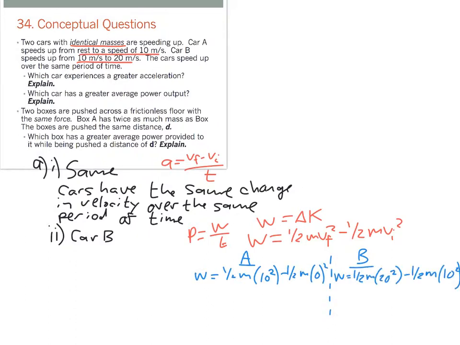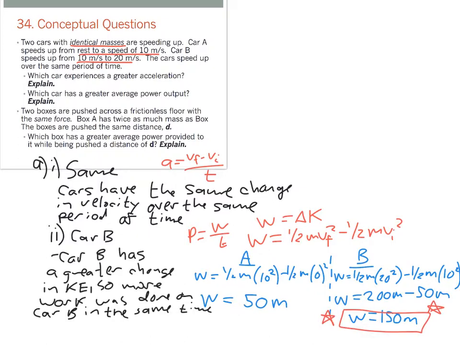We can go ahead and work out what the change in kinetic energy, or the work done, would be for each one. And when we do that, we see that car B clearly has a greater change in kinetic energy and therefore a greater amount of work done. And that makes sense. The reason why is that with kinetic energy, that v term is squared. So even though they have the same change in velocity going from 0 to 10 and 10 to 20, the fact that velocity is squared means going from 0 to 10 squared is not the same as going from 10 squared to 20 squared. And that's why car B ends up having more work being done on it, and therefore it has a greater average power output during this time.